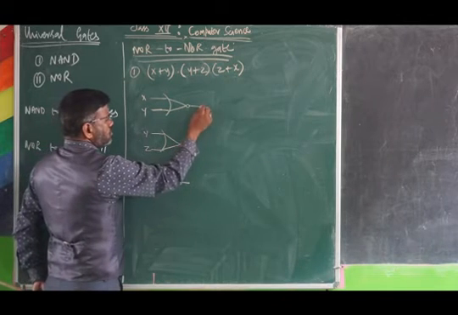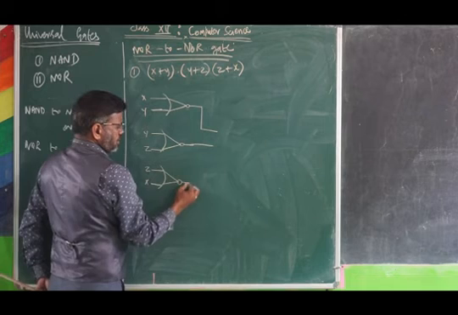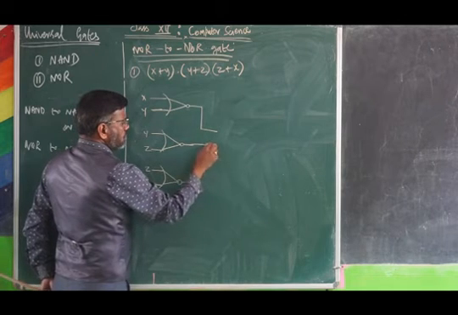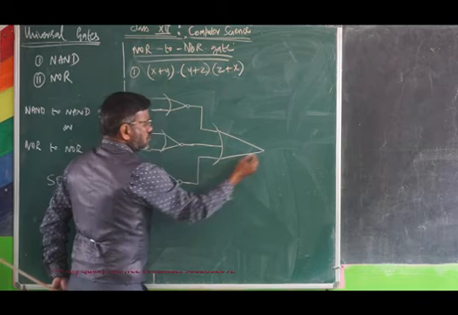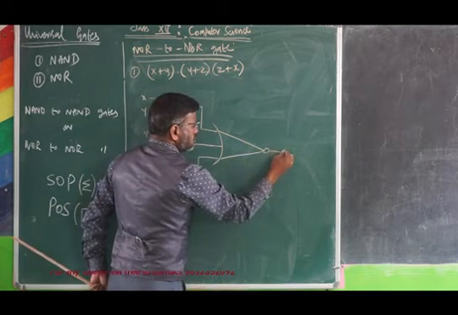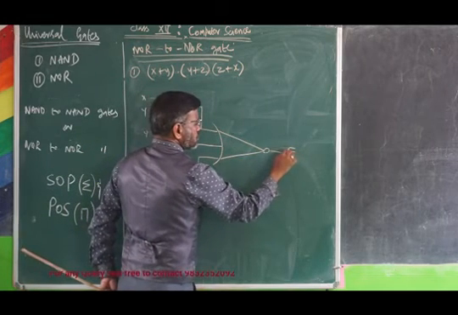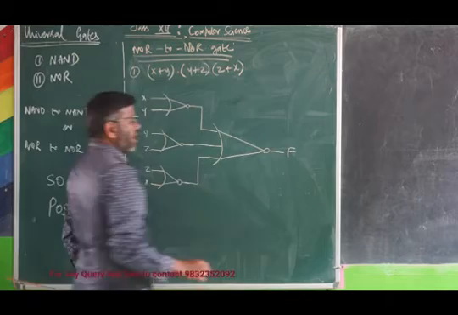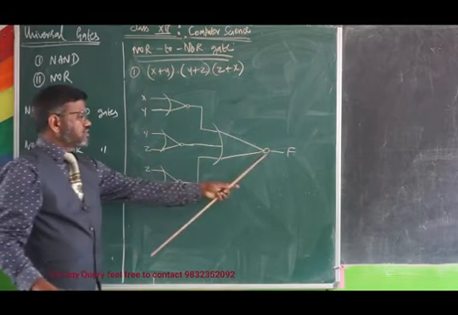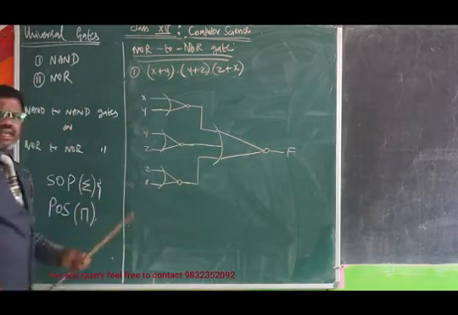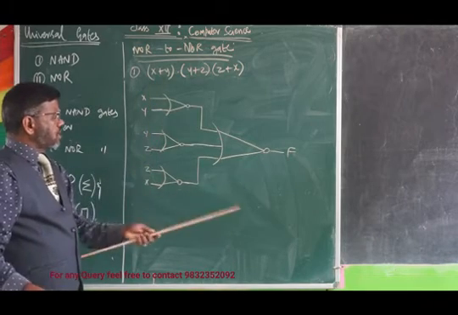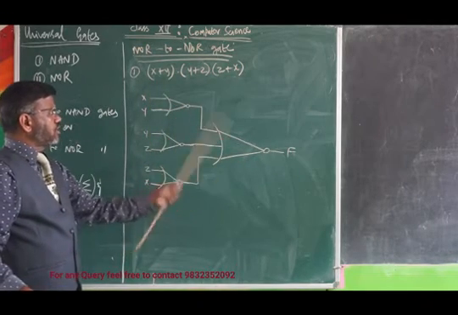All of them need to be connected yet again with a NOR gate. This becomes your function F. The NOR gate has appeared twice. So if you have a NAND gate and NAND gate, you get back the original expression. As we are using the NOR gate and NOR gate, you get back the original.